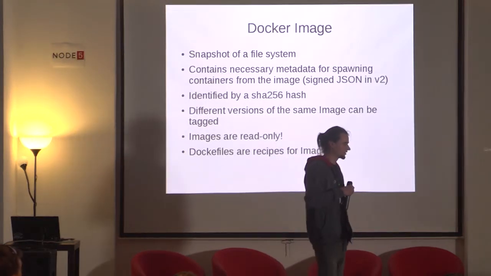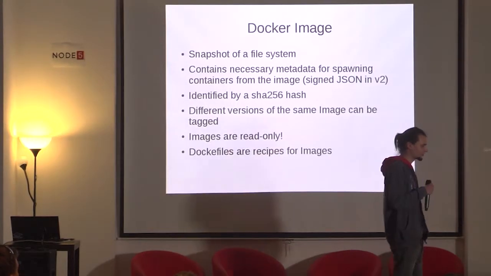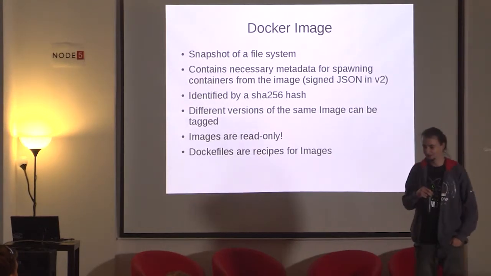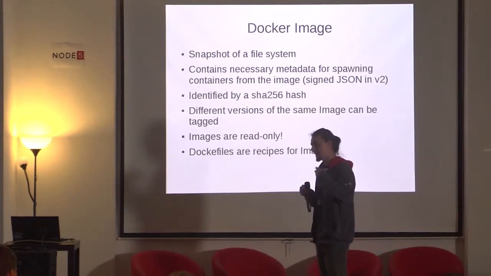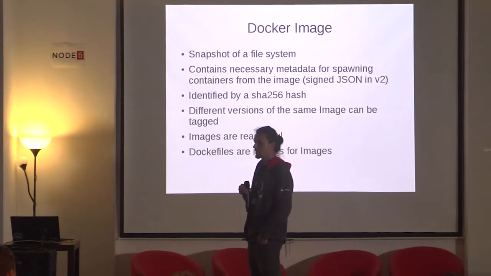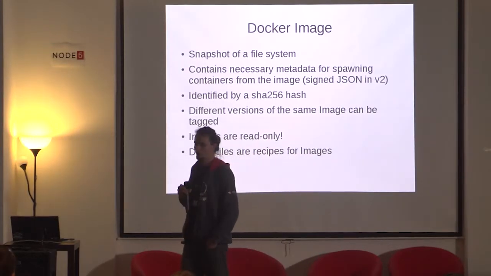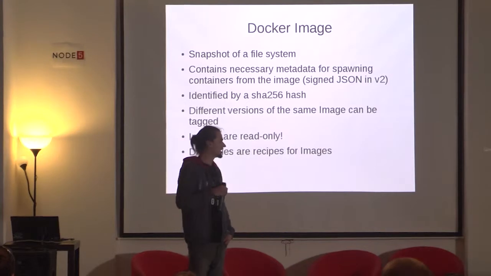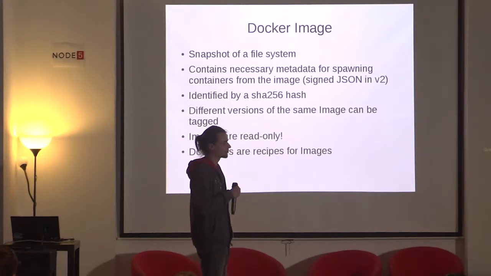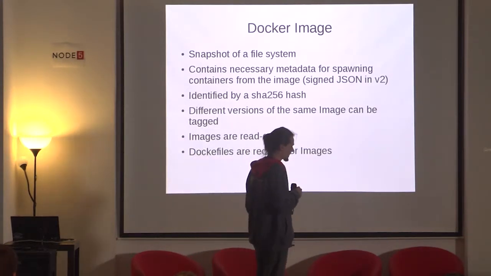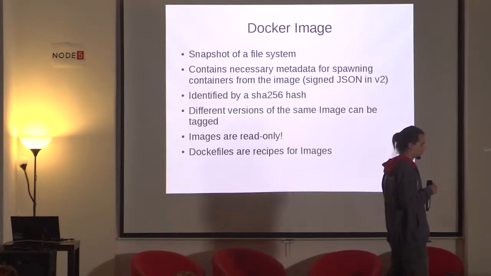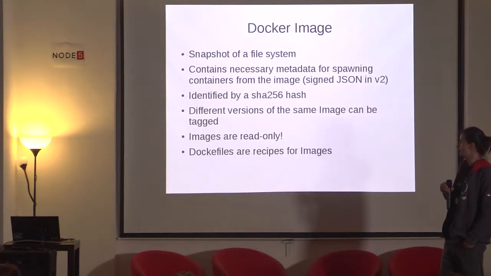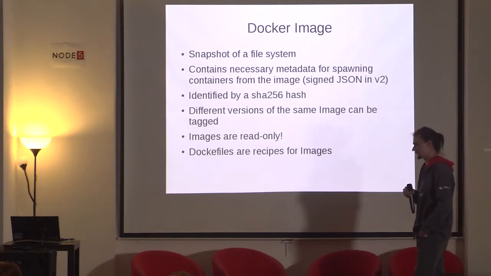One thing that you probably notice if you try to Dockerize some applications is that the images are read-only. To actually make any change to the file system, you have to commit that change to a disk, and when you do that, you end up with a new image ID. So this way we can achieve consistency. And yes, Dockerfiles are the recipes for images.